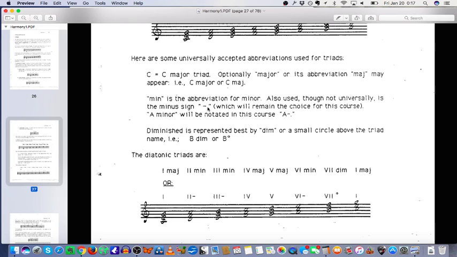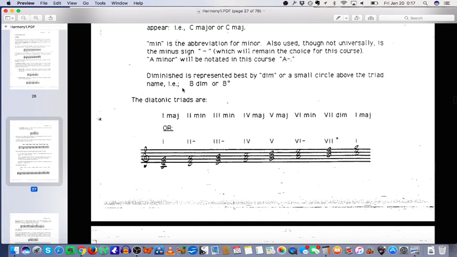Sometimes, like in the real book, you'll see a lot of minus signs, which will remain the choice for this course. A minor will be notated in this course with a minus sign. Okay, so A minor is how you'd read that. Diminished is represented best by DIM or a small circle above the triad name. B dim, or B with a tiny circle. Okay, B diminished.